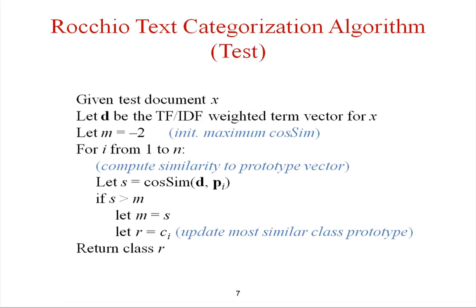For any given text document x, let d be the TF-IDF weighted term vector of the given document x. Then we will calculate the cosine similarity of the given document d with pi, and if it fits some threshold or class level, then we will put that document into the given class and update the most similar class prototype.